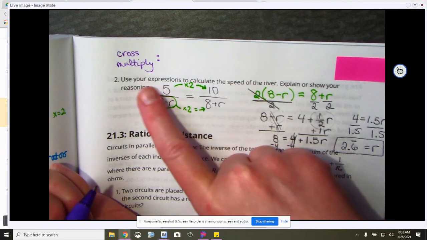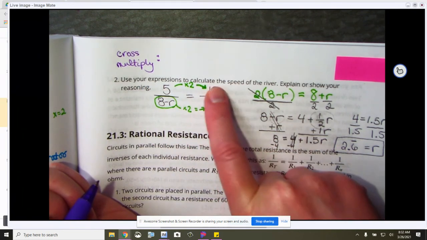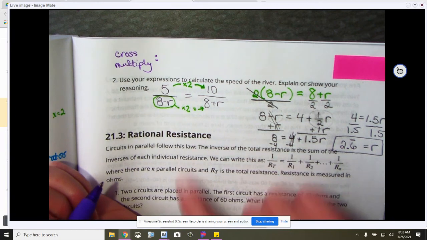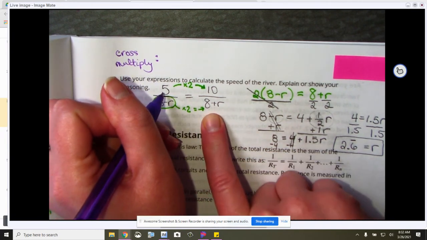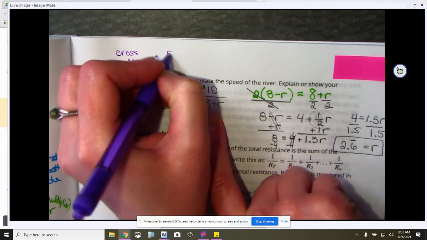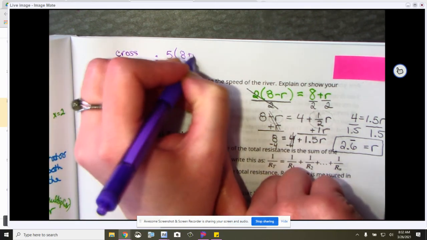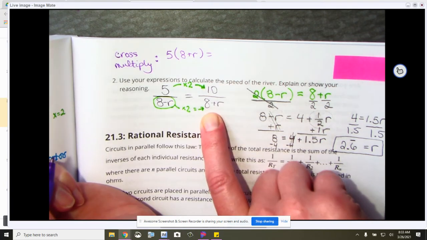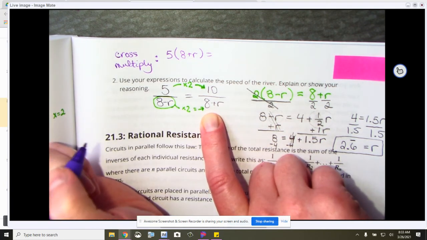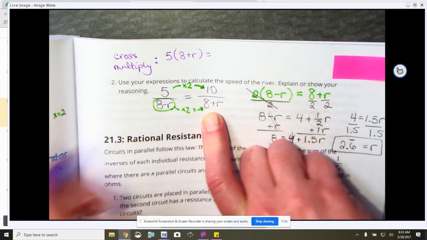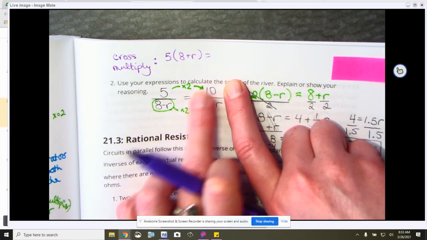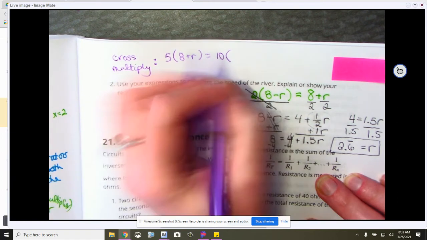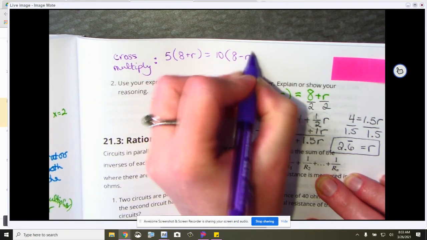If we just cross multiplied, we would have come up very much with the same kind of idea pretty early. So cross multiplying 5 times 8 plus R. So 40 plus 5. All right, nice. So hang on to that thought because I'm going to come to you with that. And then cross multiplying the other diagonal, we would have 10 times 8 minus R.